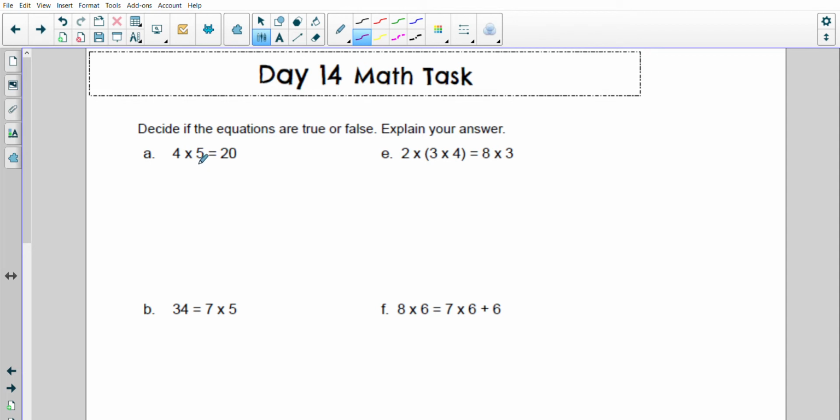So 4 times 5 equals 20. Well, I want to know, is that true or is that false? Well, I know my math facts, and so I do know that one's true, but I need to prove that my answer is correct, not just say, hey, it's true.